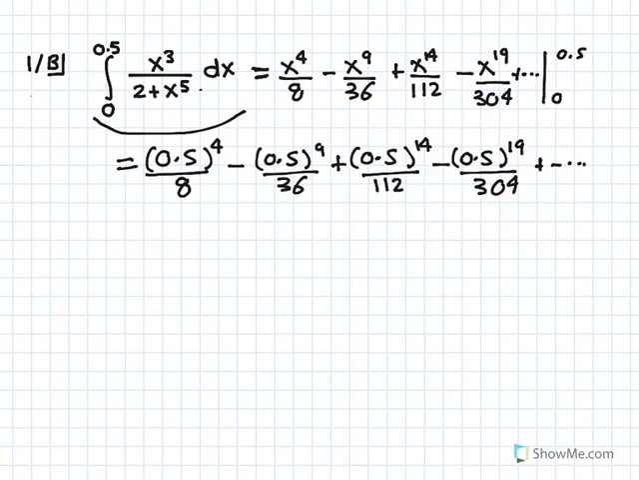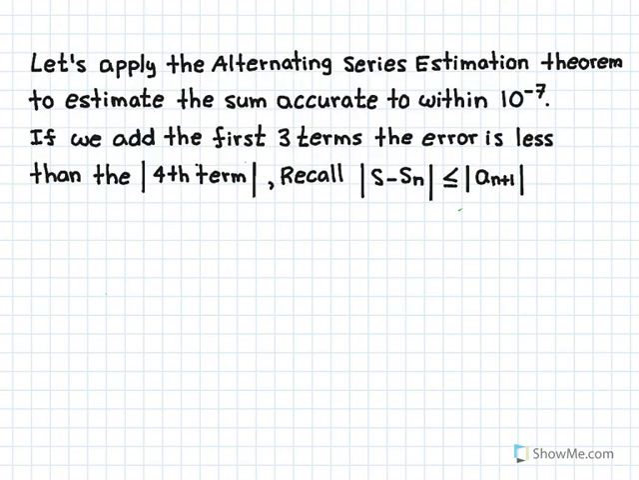We're trying to get the error, so the error, S minus S_n, to be less than 10 to the power of minus 7. Now we know from the alternating series estimation theorem that if we add the first n terms, the error is less than the n plus 1th term. So in this case, if we add the first 3 terms, the error is going to be less than the absolute value of the 4th term.